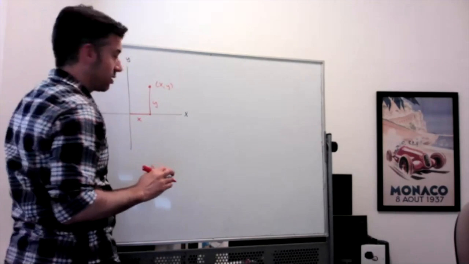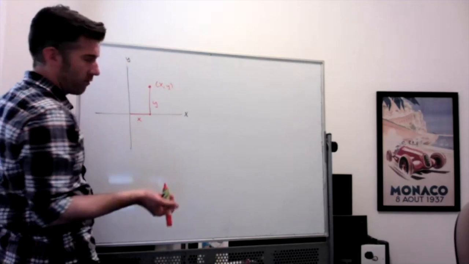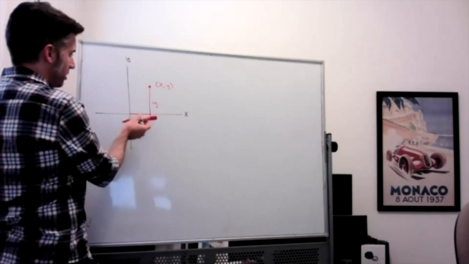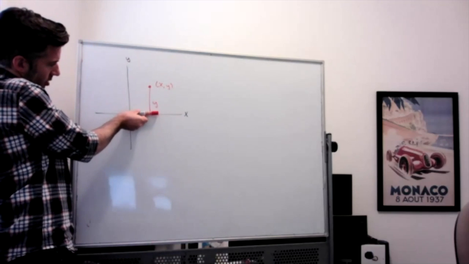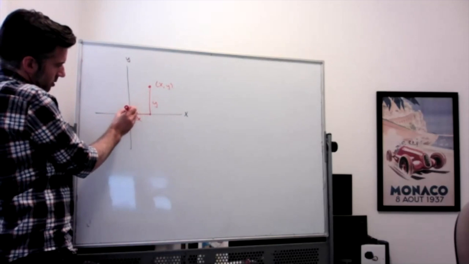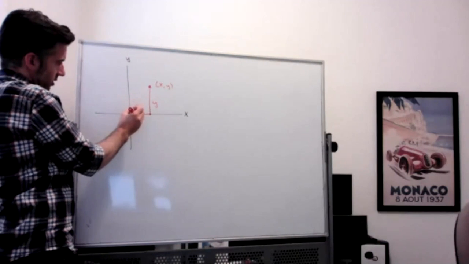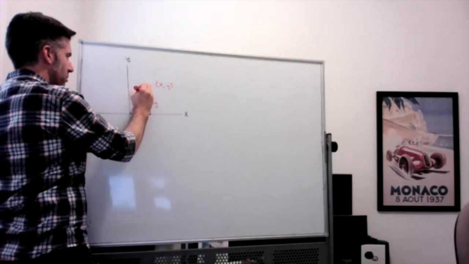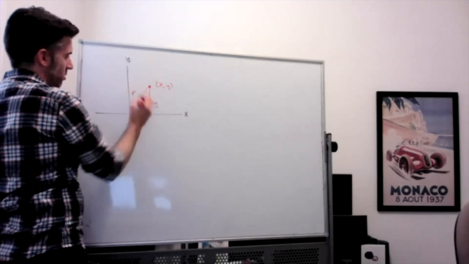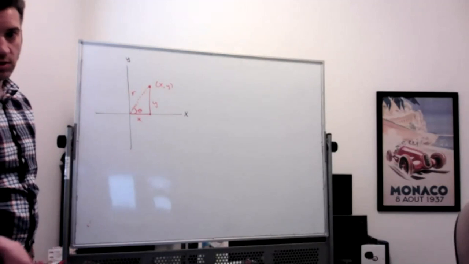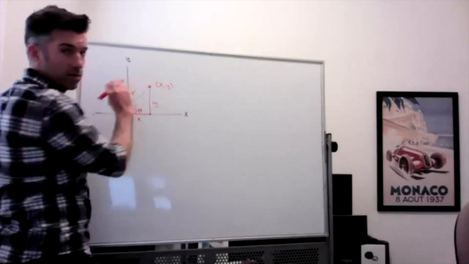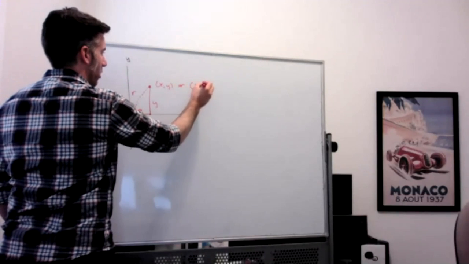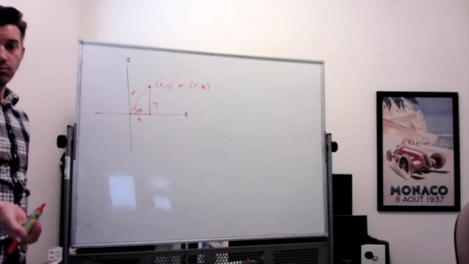But instead of going over X and up Y, we could also view this as going at an angle theta, so going up like that. So picking the angle theta and then going a distance of R. So this coordinate could also be R comma theta in polar coordinates.